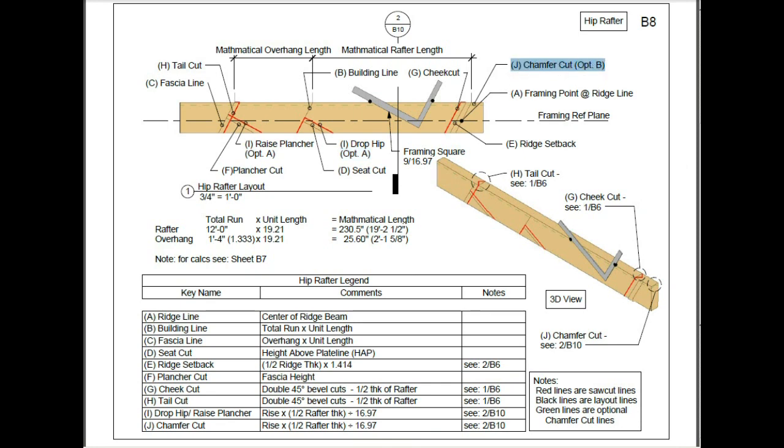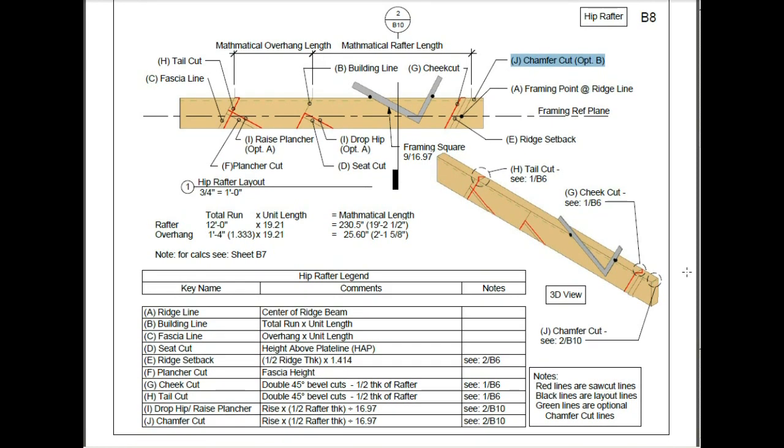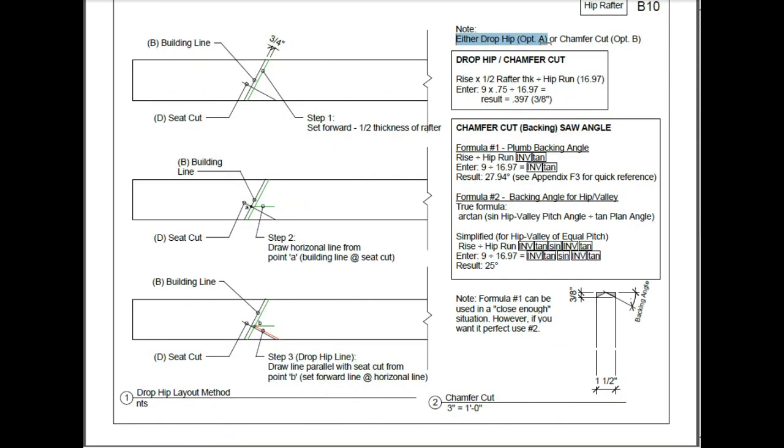And this is a cut that goes along the entire length of the rafter. Let's examine that more carefully now. So you either drop the hip or you perform the chamfer cut. Although the drop hip method is the most common, on occasion you might want to use the chamfer cut. For example, if the rafter is seen from the bottom and you don't want to see the gap, here's how you do this.